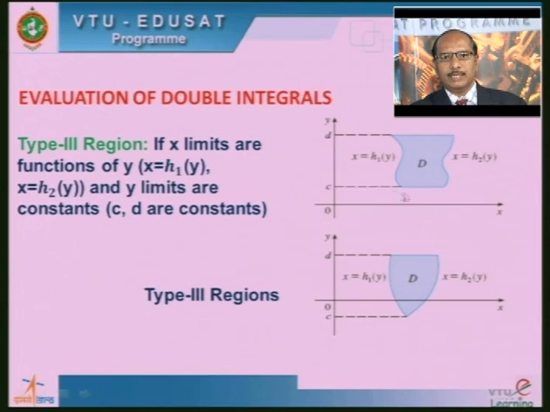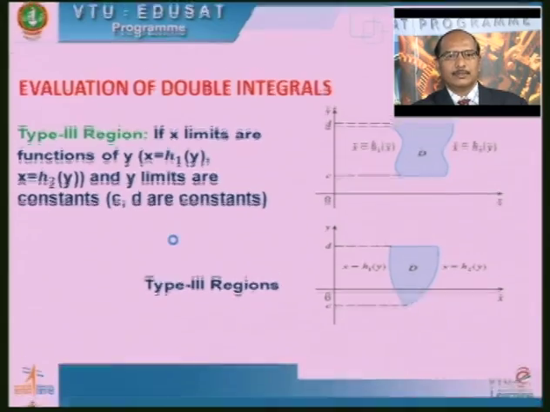x equal to h1(y) is a function of y, and x equal to h2(y) is another function of y. It is integrated between the constants, y equal to c and y equal to d. The curves may be in any fashion, x equal to h1(y), x equal to h2(y), and the limits are not necessarily positive, y equal to c and y equal to d. So, such regions are type 3 regions.